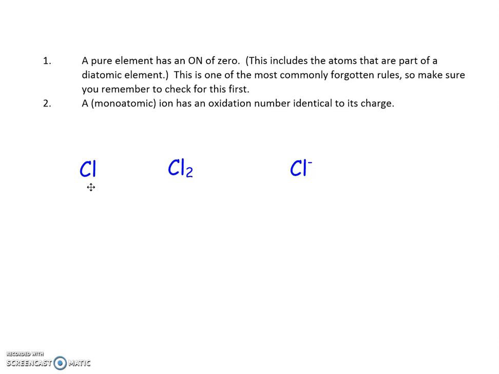So just to recap, Cl by itself, with no charge written, has an oxidation number of 0. Cl2, there's more than one of them, but it's still just chlorine, has an oxidation number of 0. Cl with a minus sign, that minus sign is telling me that I have the negative ion, so it has an oxidation number of -1.